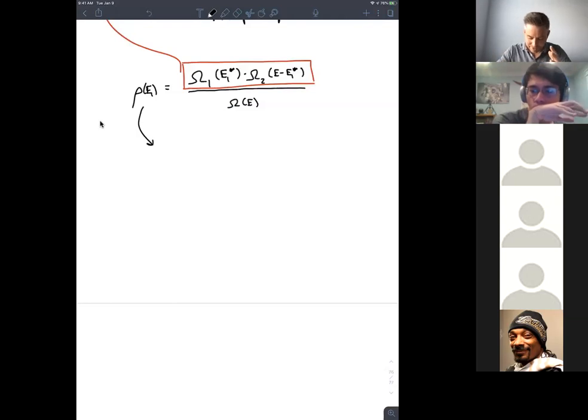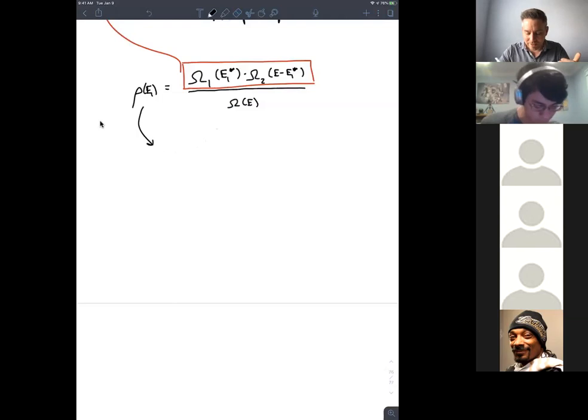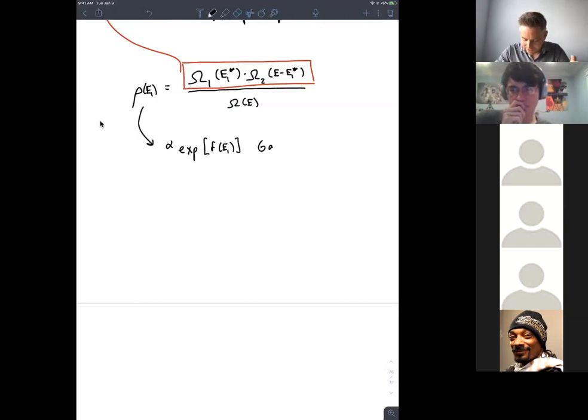What we're going to wind up getting is something proportional to 1 minus something like E1 star to the 3n minus 1. So it's 1 minus some very small value raised to an extraordinarily large number. In other words, very generally, the probabilities are going to look like this exponent that we got previously, some function of the energy, and this thing is going to be a Gaussian, right?